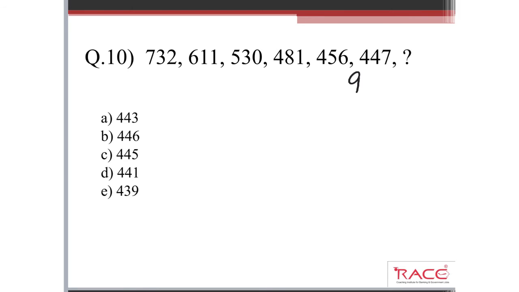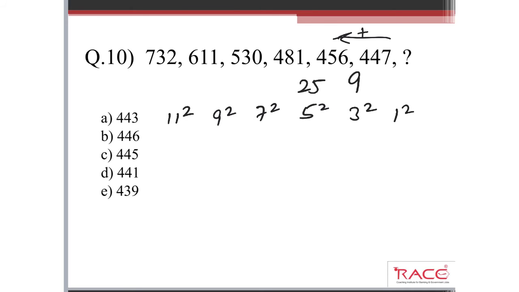Okay, here the difference is 481 minus 456. It will be 25. So this is 5 square. This is 3 square. Here it will be 7 square, 9 square, 11 square. Okay, so it will be 1 square here. And you can see the value from this side. We are adding the values.